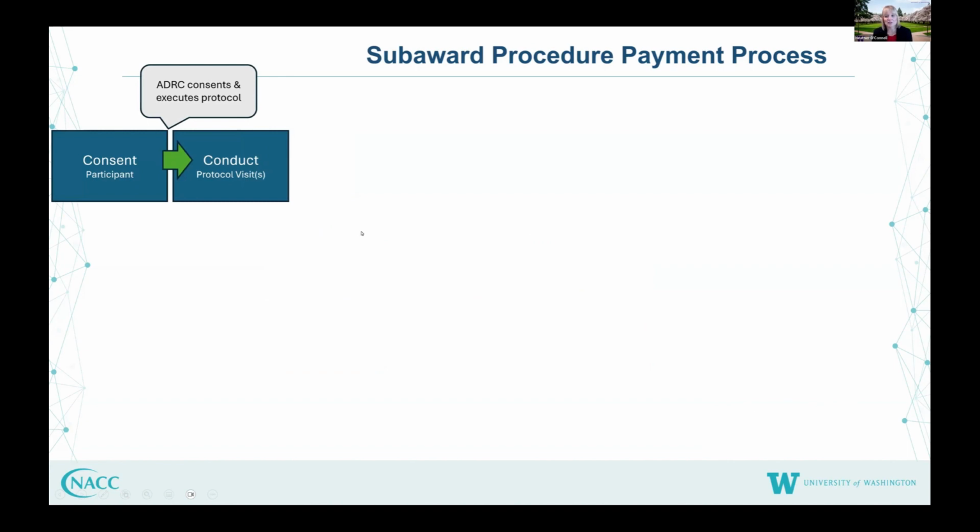Next, I'll cover the plan for processing your ongoing quarterly payments during the execution of the study, which is a bit more involved. After completing all steps required for site readiness, so not just the subaward, but all of the training and your seating IRB, that complete list, as Erin covered earlier, you can begin consenting participants and conducting protocol visits.